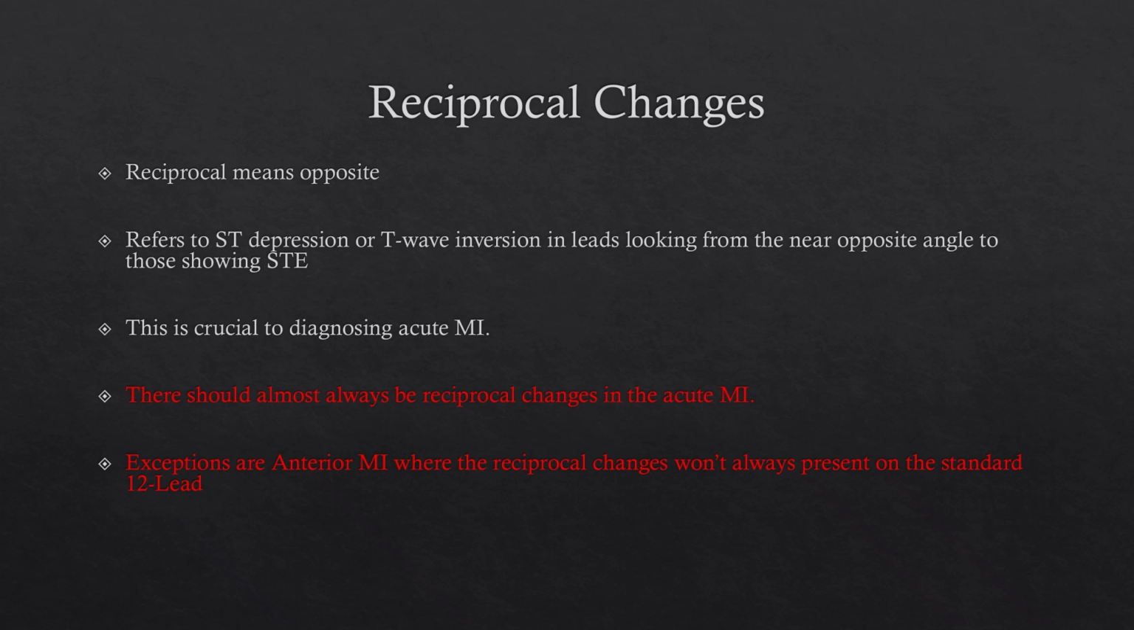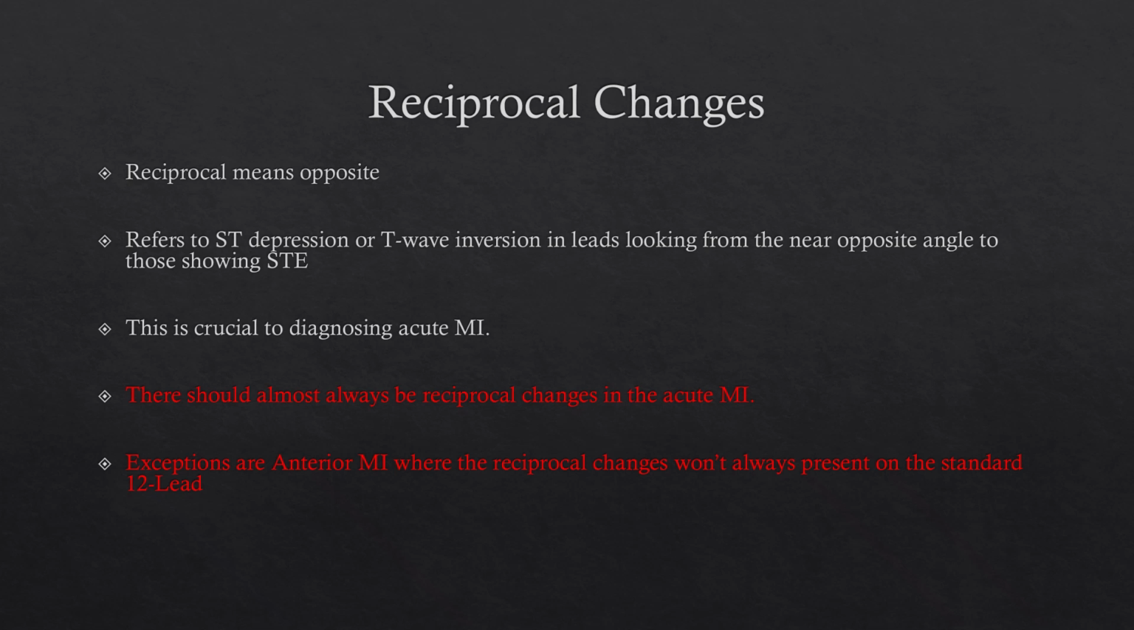So a couple things on that though. We're all taught that there should almost always be a reciprocal change, but just remember in an anterior MI, anterior just means front. So if I have an anterior STEMI, the true reciprocal is in the posterior. If you don't do a posterior, you won't necessarily see the reciprocal change unless it's quite extensive or in a specific region where you can get an inferior vector.